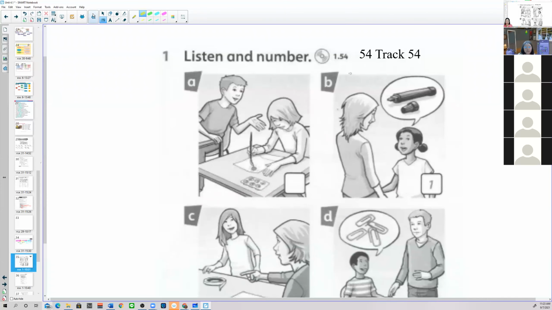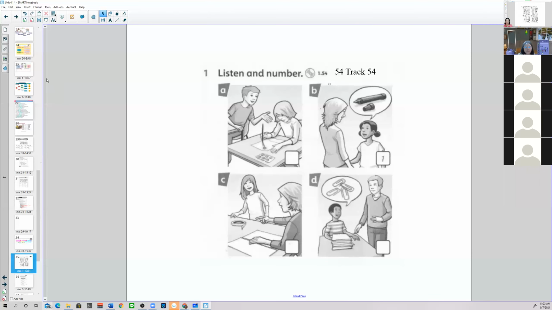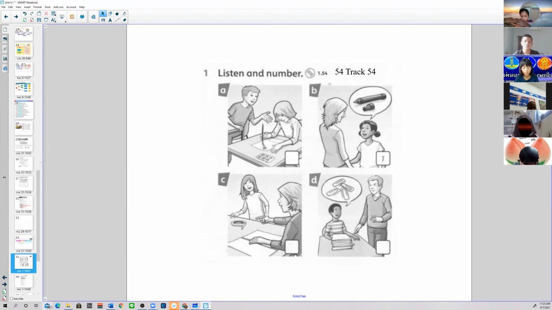Okay, down here. It's listen and number. Are you ready for it? It's on page 35. Can you find that page? I'm going to play the audio and you have to listen and number. Okay, listen and then number. Ready? Yes. Lesson 1.54. Listen and number. Number 1.